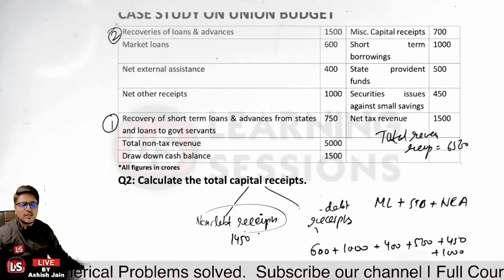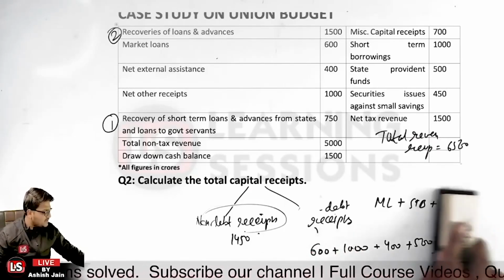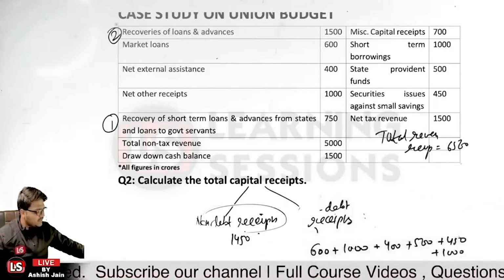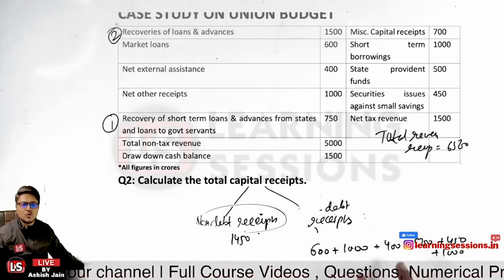So all these components will be covered under the debt receipts over here. So what would be the sum total over here? Kindly please let me know the answer. So what would be the sum total?